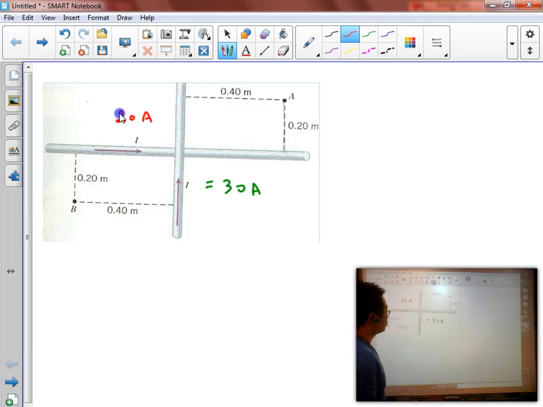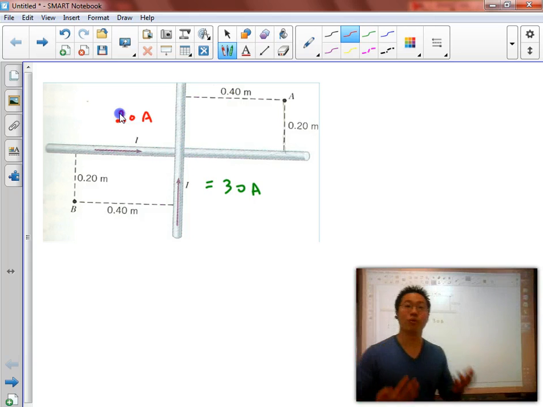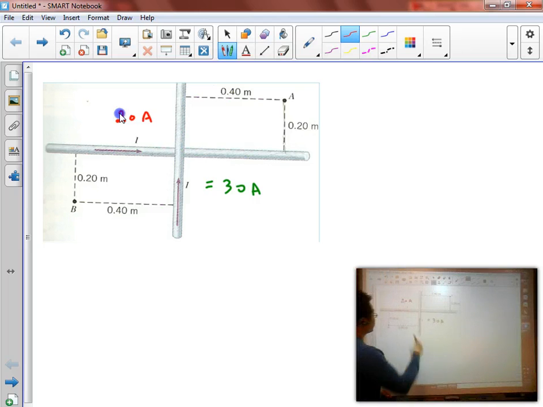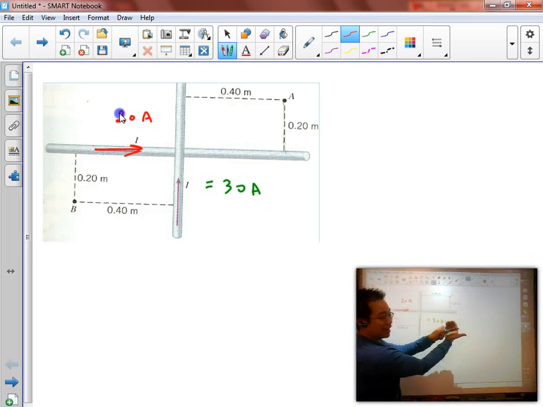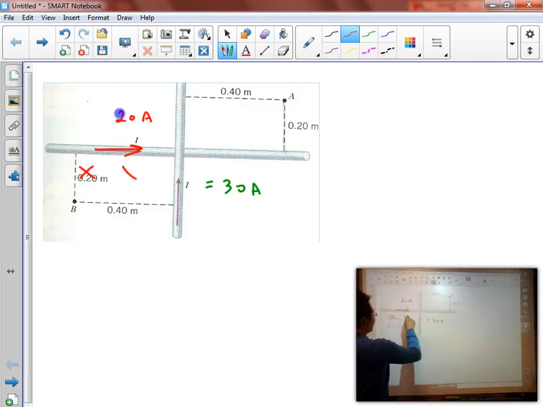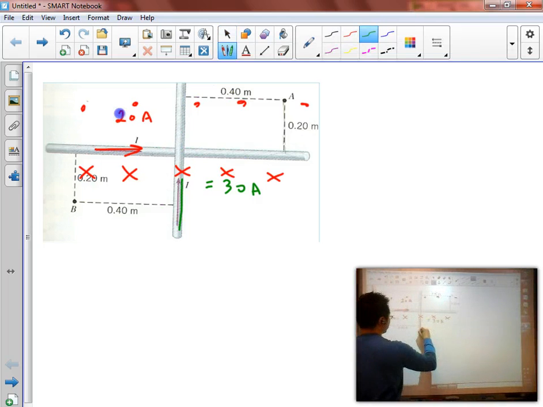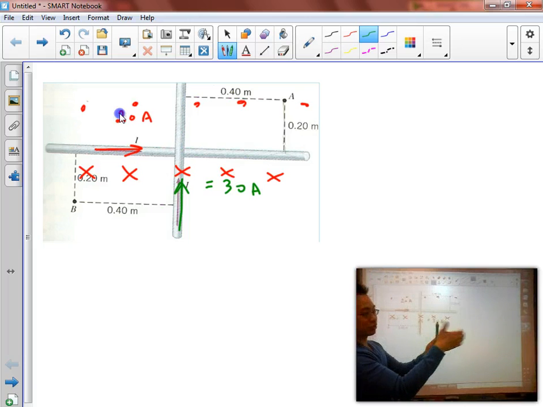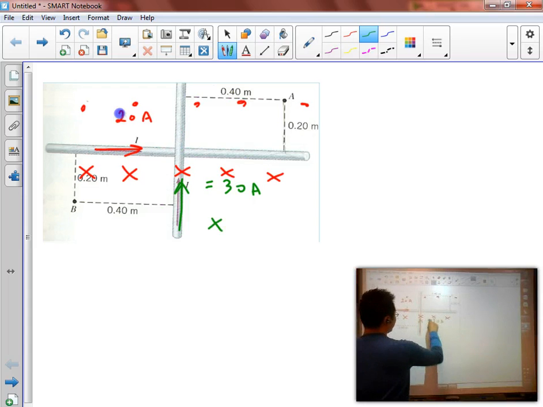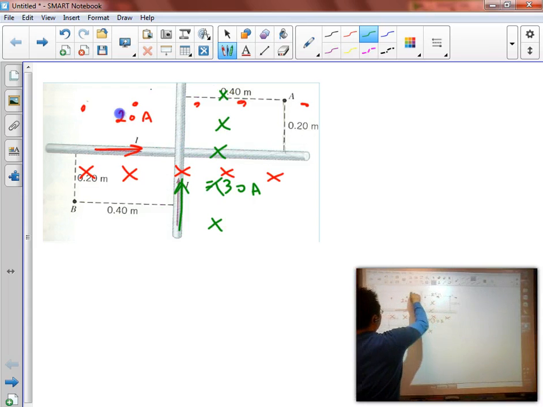So if you're going to do a magnetic field, you have to first figure out what's the direction of the magnetic field. So with this red current over here, if we're using our hand rule, we can see it going to the right, going into the page underneath, and out of the page above. While for the green wire over here, it's going into the page on the right and out of the page on the left.